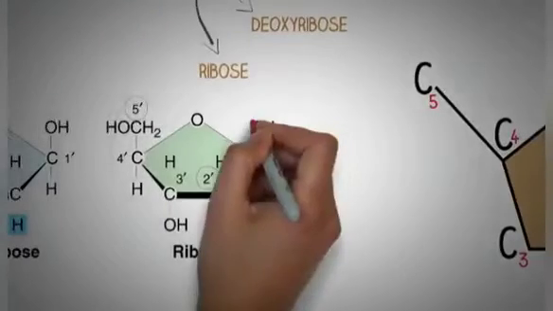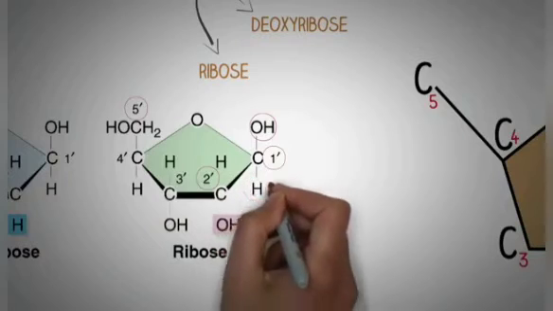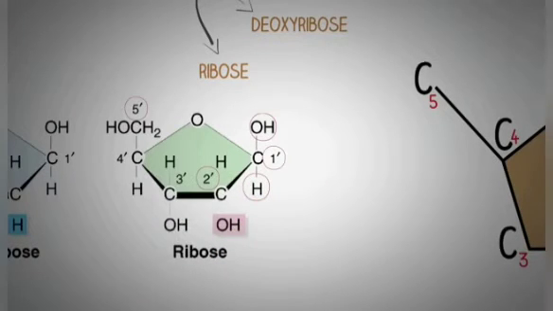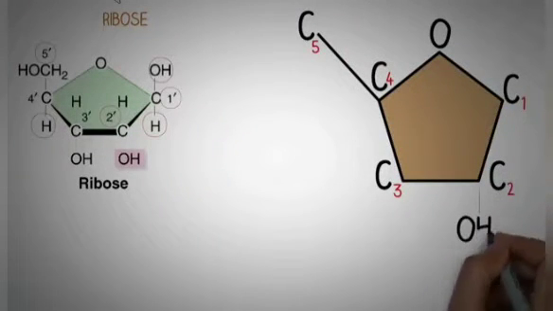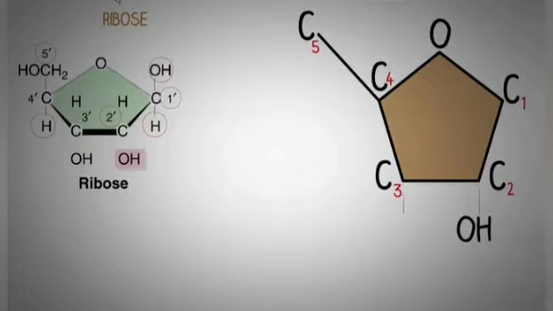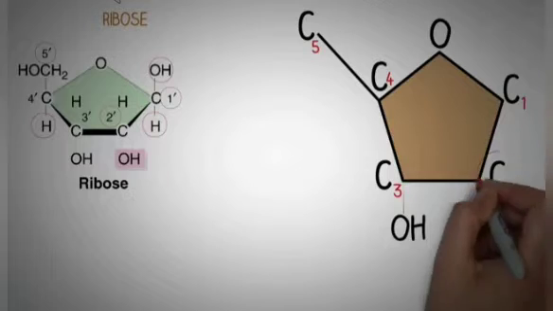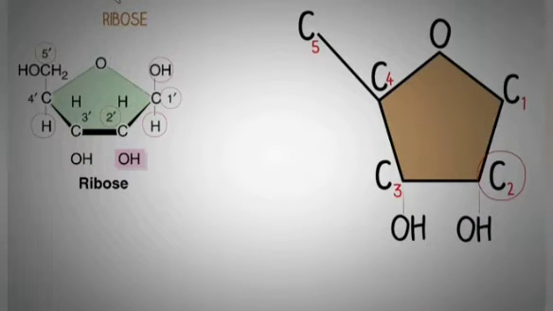You can also see in this chemical structure we have different types of functional groups attached to these carbon atoms, like the hydroxyl group and the hydrogen atom. The most important of these functional groups, which determine whether the sugar is ribose or deoxyribose, are present at carbon number 2 and carbon number 3. In the sugar ribose, we have a hydroxyl group that is attached to carbon number 2. This is the chemical structure of ribose.